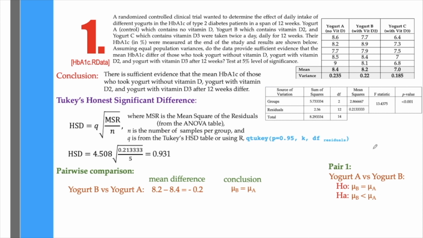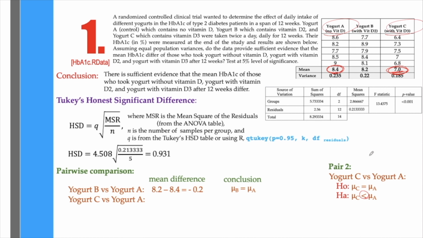Now let's have another pair. Suppose we have yogurt C versus yogurt A. Yogurt A and C. So we are comparing these two values. So our null hypothesis there, of course, is that the mean HbA1c of those who took yogurt A and C are equal. And then since, again, the sample mean of those who took yogurt C is less than those who took yogurt A, it is wise to hypothesize that the population mean of those who took yogurt C is less than those who took yogurt A. So that's why this is less than.